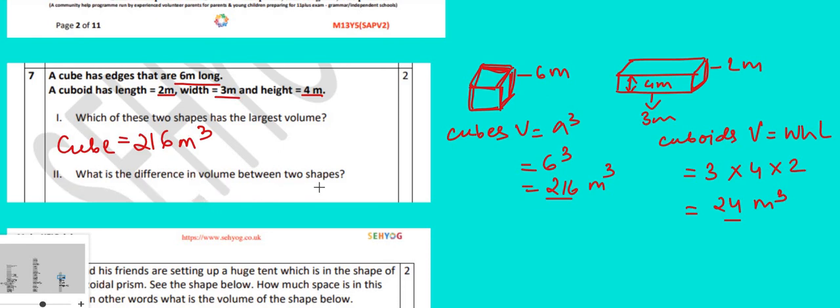What is the difference between the volume between the two shapes? So difference means we need to subtract. So now in order to subtract, we will just write 216 minus 24, which is equal to 192 meter cube. This is our answer for question number 2 right here.